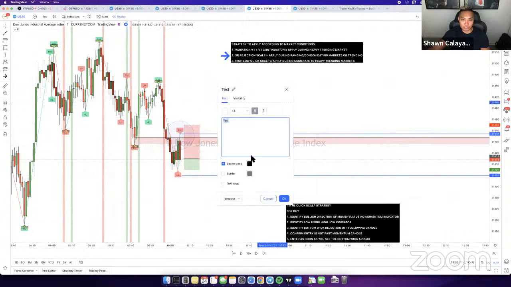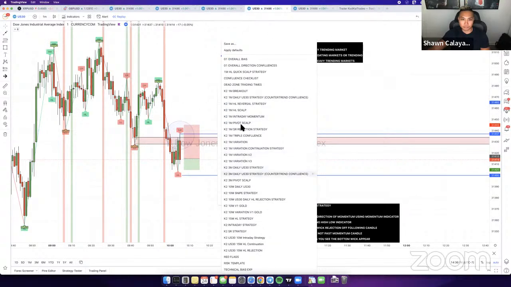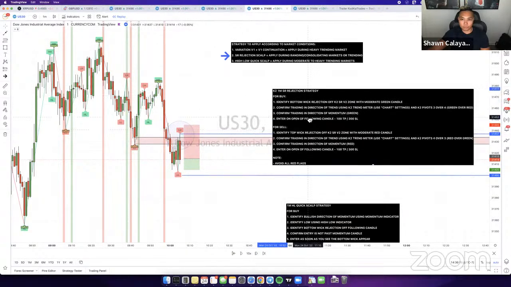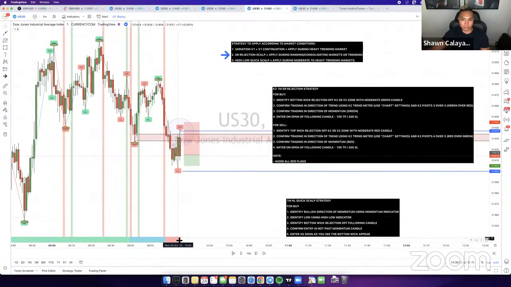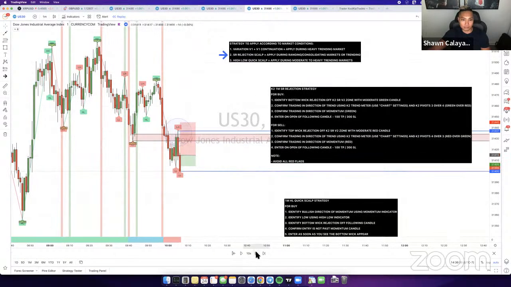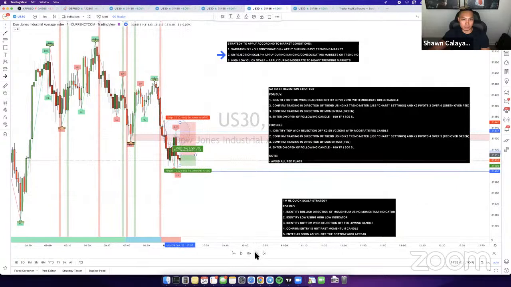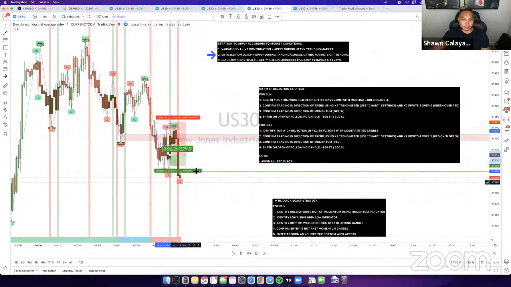Looking back at the SR rejection scalp, you're looking for a sell, identify top wick rejection off SR zone, wick rejection right there, confirm trading the direction of trend. Trend meter down here is red, fits the criteria. Confirm trading the direction of momentum. We have a sell signal right here. You would enter for a sell right here as soon as this candle closed, and this would have hit your TP. Right after this entry, a high-low scalp came up, and you could have entered right there as well, or basically 2 entries off the same candle.